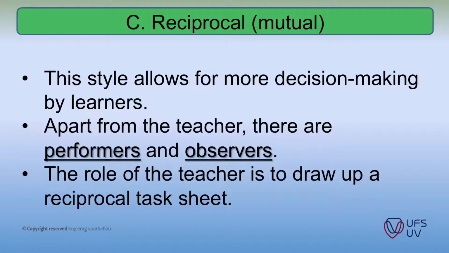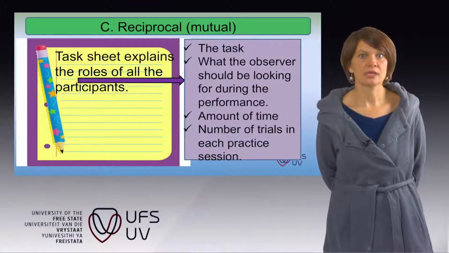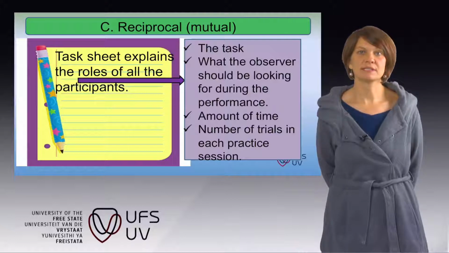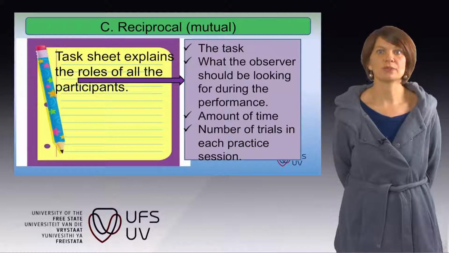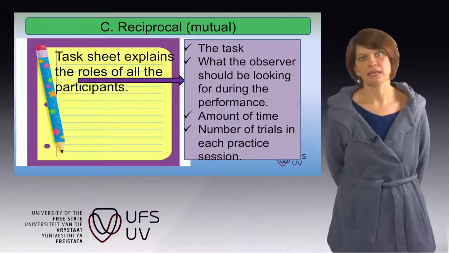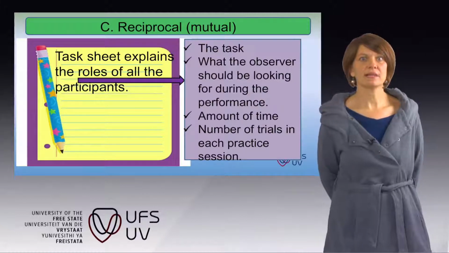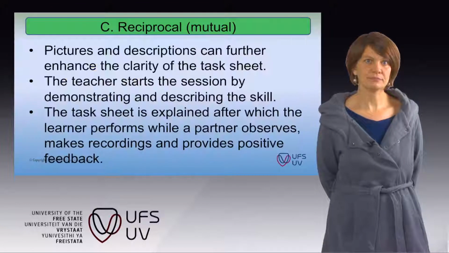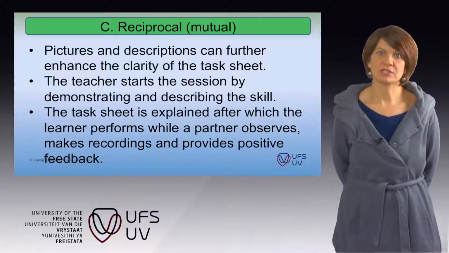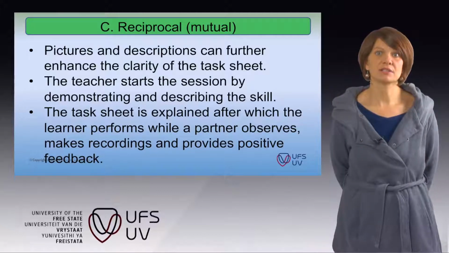The next one is the reciprocal or the mutual style. This style allows more decision making by the learners. Apart from the teacher, there are performers and observers. The role of the teacher is to draw up a reciprocal task sheet, which explains the roles of all the participants. These roles include the task, what the observer should be looking for during the performance, the amount of time, and the number of trials in each practice session. Pictures and descriptions can further enhance the clarity of the task sheet.